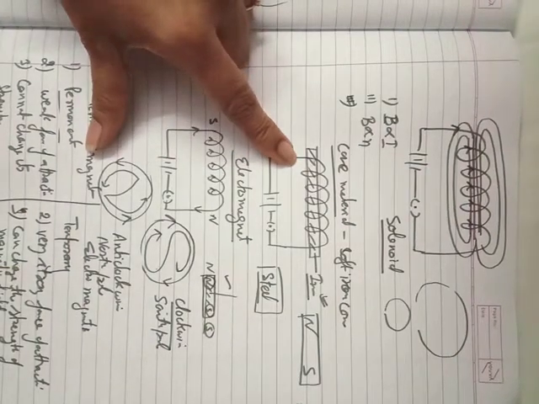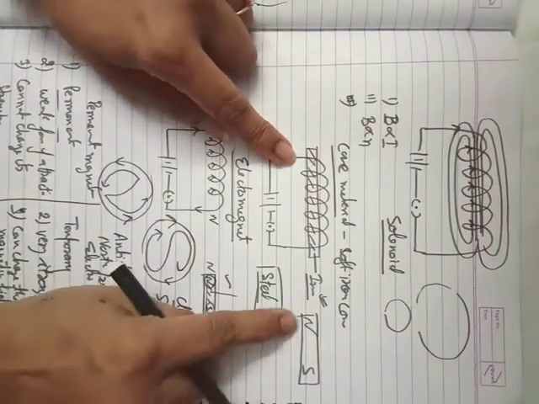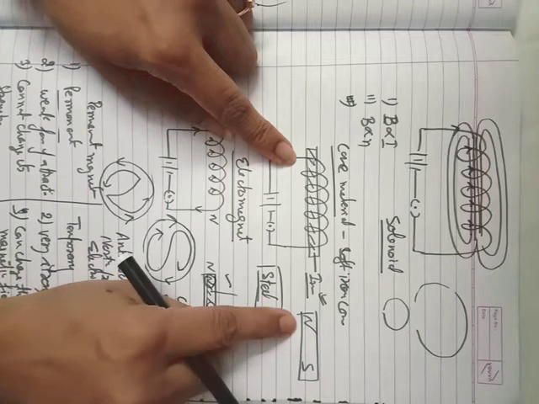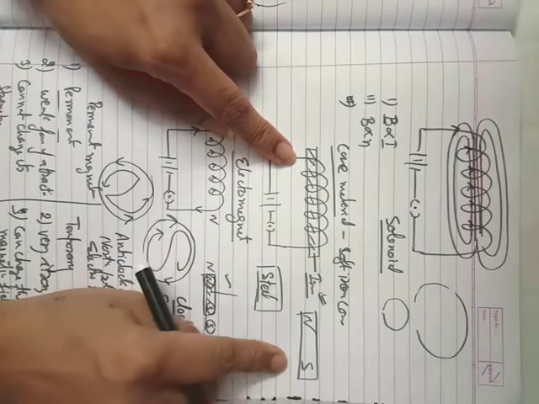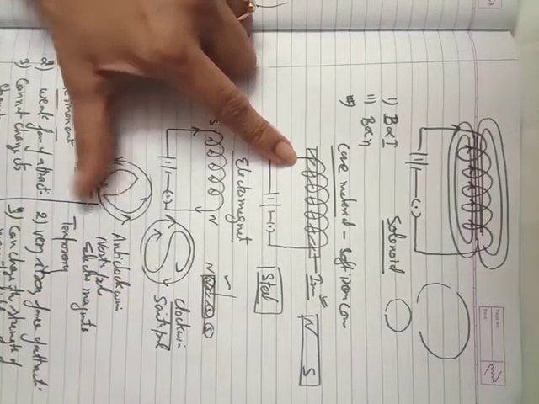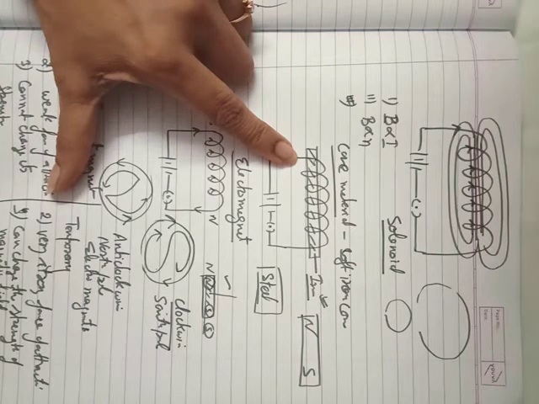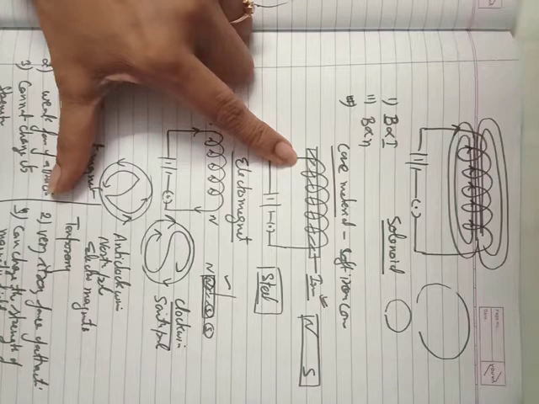And fourth one, we cannot change the poles of this magnet. North pole will always be north pole and south pole will always be south pole. So we cannot change the poles of a permanent magnet.